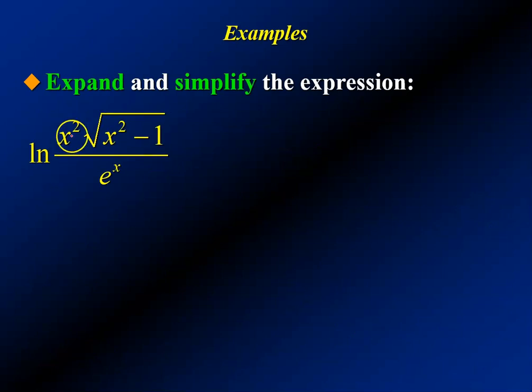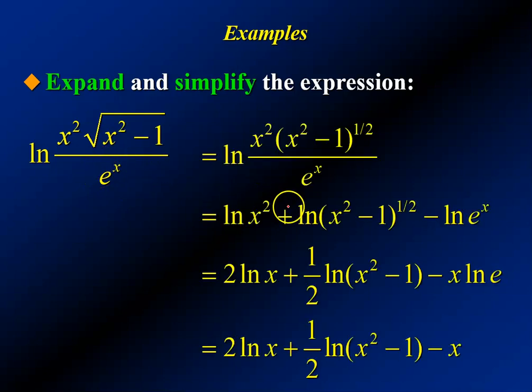So we have ln of the square root of x squared minus 1 times x squared, divided by e to the x. So the property that we're going to use is property number 1, which is the addition. We are going to add, because this one is a multiplication of 2 given terms, over e to the power of x, which is division. So therefore, we have now ln of x squared times x squared minus 1 raised to the power of 1/2, over e to the power of x. So you have to add, property number 1.